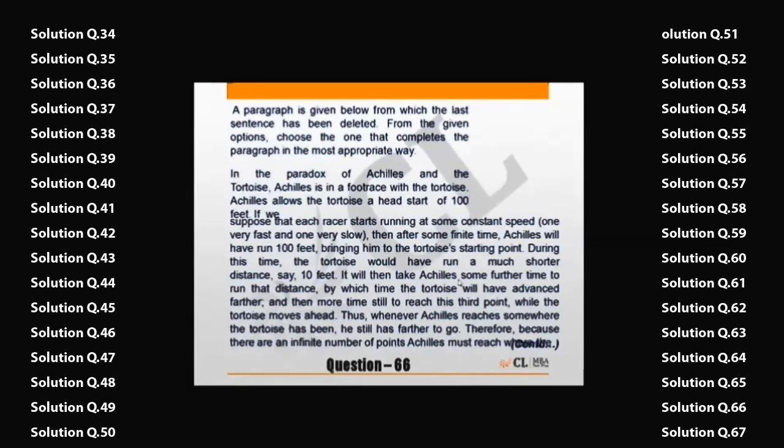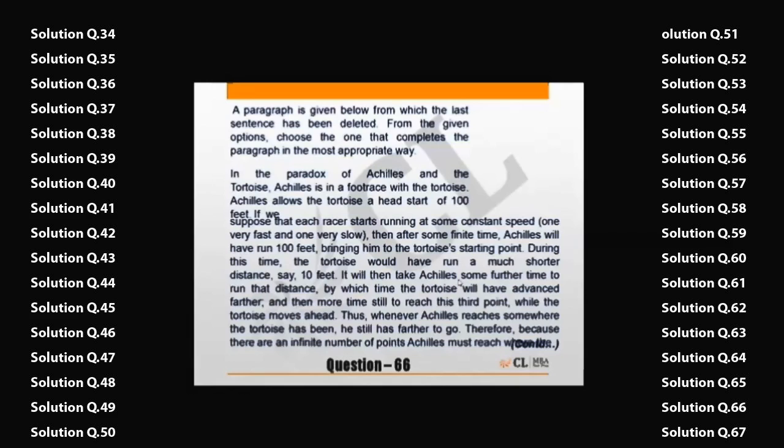Question number 66 was a really interesting question which combined ancient Greek mythology, the parable of Achilles, to a paradox, and this is why the question deals with the paradox of Achilles and the tortoise. Now, this was a para completion question, and you had to find the one sentence that would continue as part of the paragraph. The correct answer in question number 66 is option C.